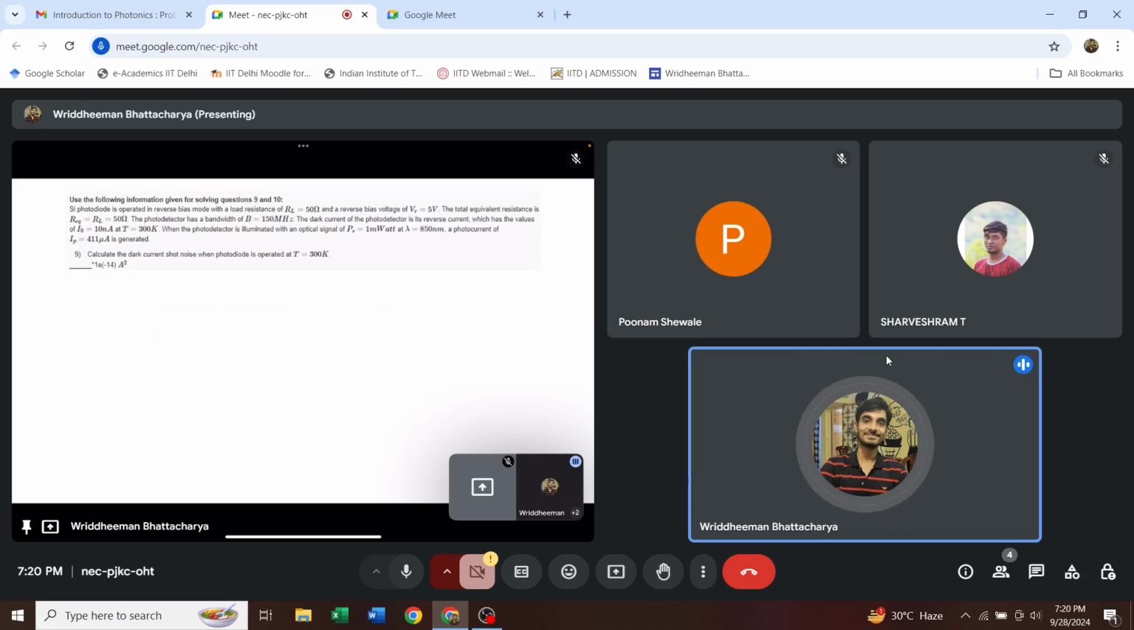The direct current of the photodetector on its reverse bias has a value of I0 equals 10 nanoamperes at T equals 300 Kelvin. When the photodetector is illuminated with an optical signal of PS equals 1 milliwatt at lambda equals 850 nanometer, a photocurrent of IP equals 411 microampere is generated. So, calculate the dark current shot noise when the photodiode is operated at T equals 300 Kelvin.